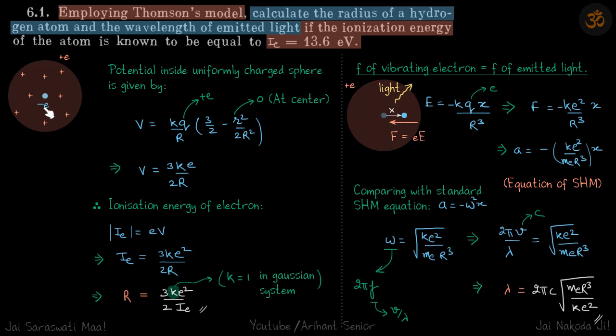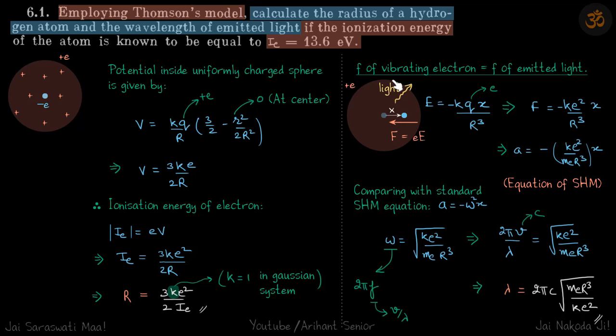The potential energy of this system will be this charge e times the potential at the center, which is the same as the ionization energy. So ionization energy is e times V. We'll put the value of V here, and from here we can find the value of the radius of this hypothetical atom. The answer is given with K equal to 1, which is in the Gaussian system. Otherwise, K becomes 1 by 4 pi epsilon naught.